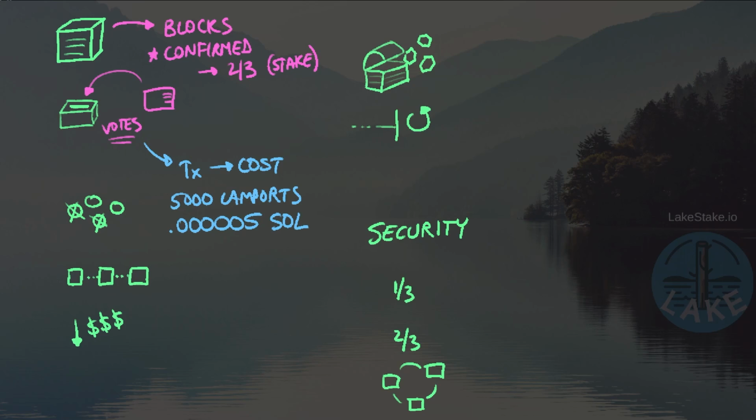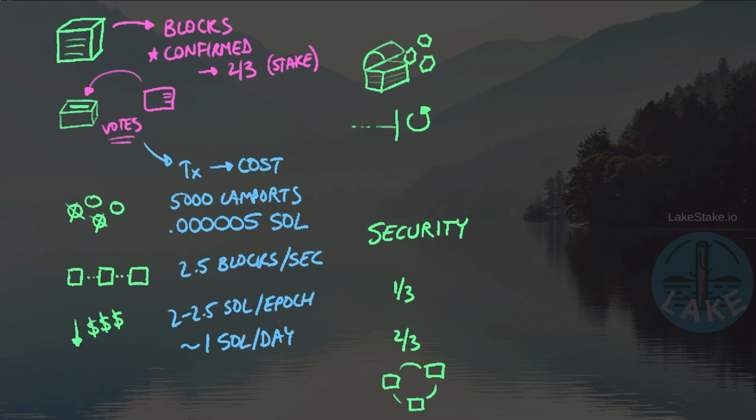However, keep in mind that the Solana network is producing about 2.5 blocks per second, because blocks are produced every 400 milliseconds on average. And so that actually ends up amounting to quite a bit. In fact, we're looking at about 2 to 2.5 SOL per epoch of total cost here. And if we average out what an epoch is, epochs usually are about 2 to 2.5 days. So we can average this out and say it's about a SOL per day of total cost for a validator to be online and voting.